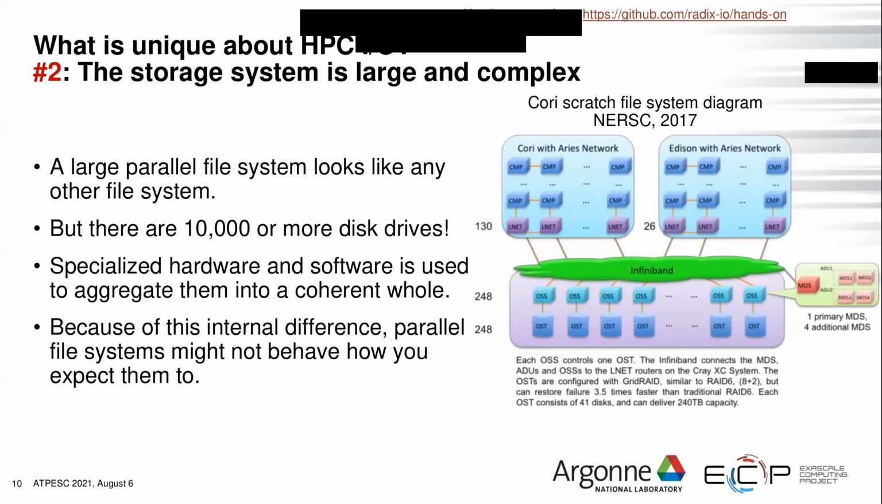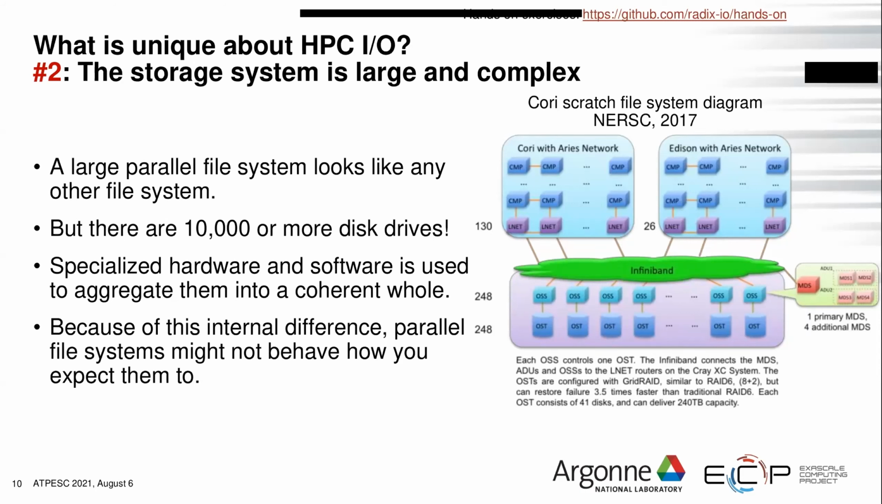Okay, so the second thing I wanted to talk about is what's going on inside of these file systems and how that makes them behave differently. I've got a diagram on the right side of this slide. It's a few years old at this point, but it shows the Scratch file system at Lawrence Berkeley at that time. The interface we talked about already looks like any file system, but you're very likely to have at least 10,000 disk drives within that file system. That's not an exaggeration. That's a pretty common number for this class of parallel file system.